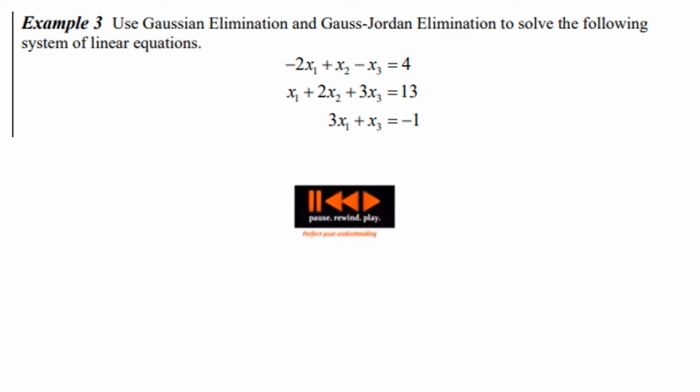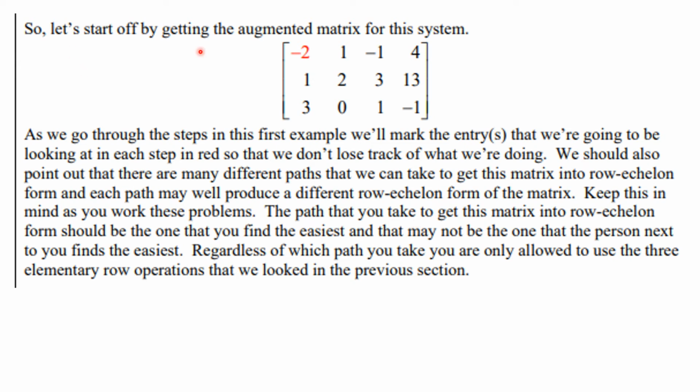Let's see how you did. Well, first we put it in the augmented matrix, and then we're going to start using row operations to get this into either row echelon form or reduced row echelon form.